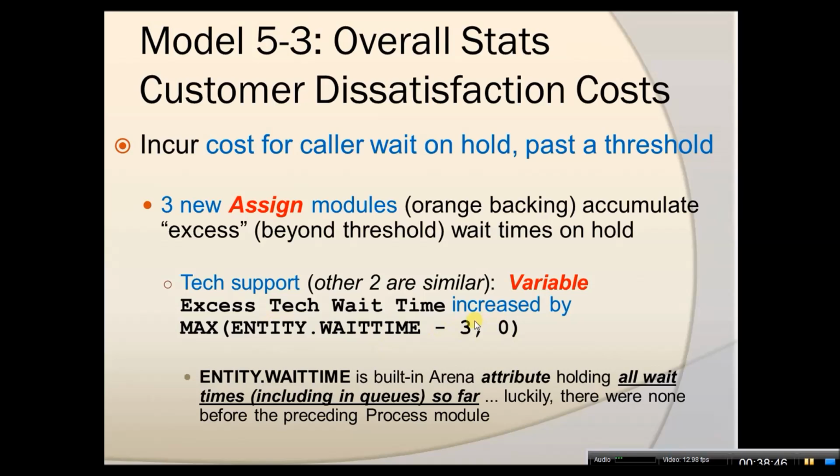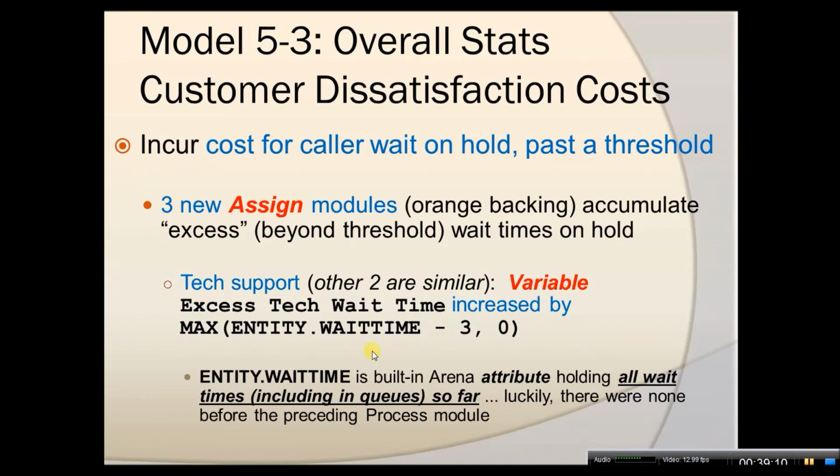And that's what it does. If the waiting time is less than 3, then it's going to be negative, so it's just going to be 0 that we're going to add. But if it exceeds 3, then it's going to be positive, and so we're going to be adding that. So it's exactly the thresholding that we wanted to do.